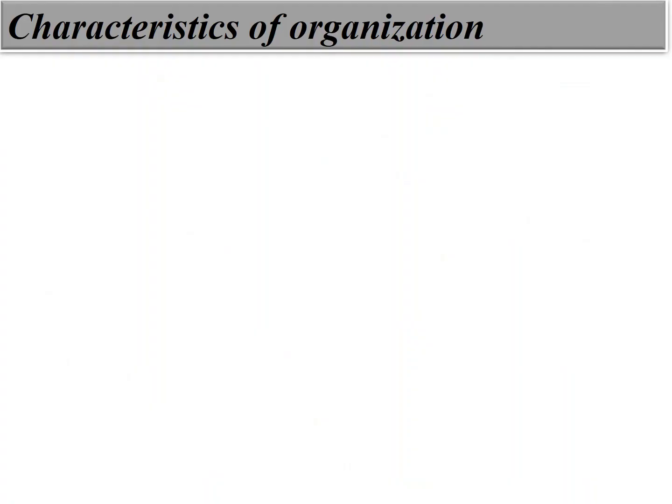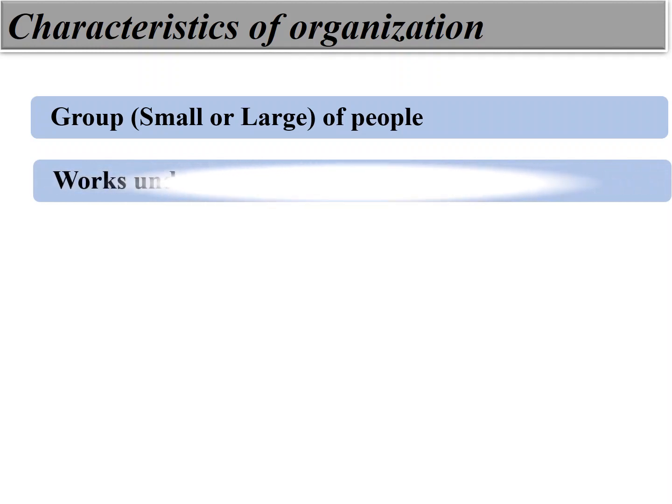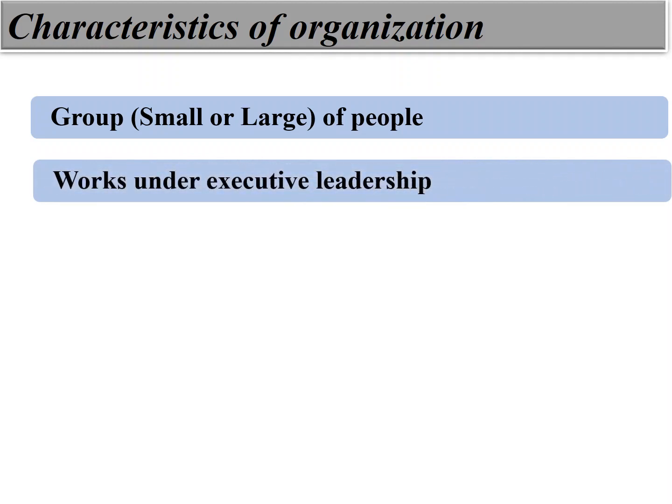Next point, characteristics of organization. The first characteristic is that the organization must be a group, small or large, of people at various levels. And the second characteristic is that it works under executive leadership. Every stream or department works under the executive leadership.